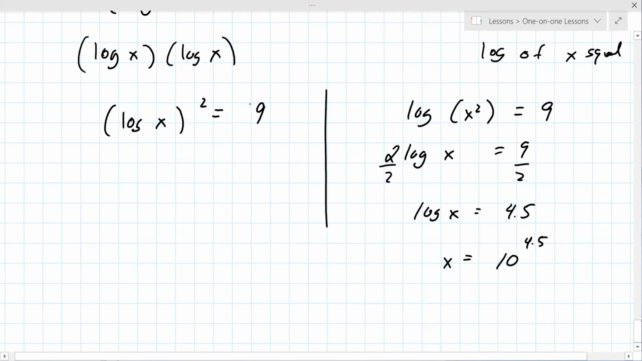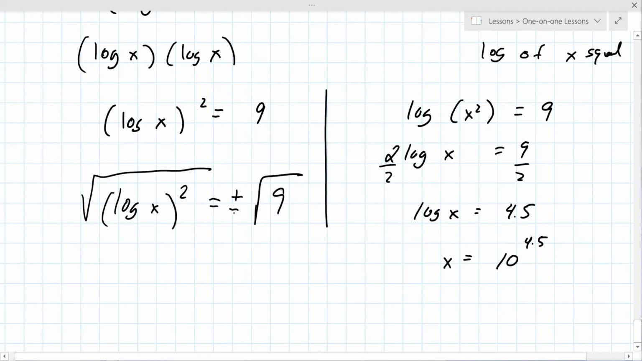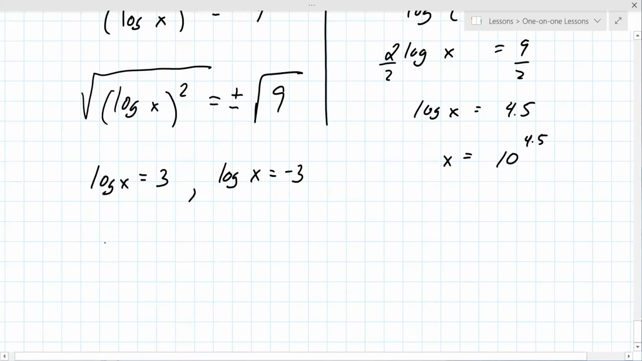On the left here, how do you undo a square? Do you recall? Square root. Oh yeah, square root it. So you square root it. Now when you square root something, it's plus or minus. Now that doesn't actually affect the answer, but it becomes log x equals 3, comma log x equals minus 3. Now how do you undo a log again? You use power base of 10. So this becomes x equals 10 cubed, x equals 10 to the minus 3.